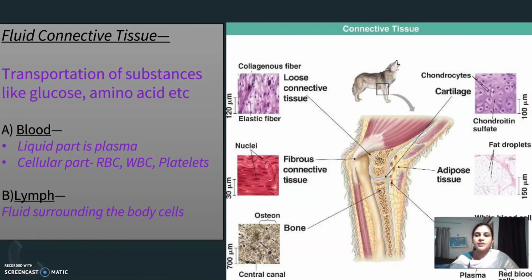Okay, so the next two types, that is the nervous tissue and the muscular tissue, will be discussed in the next video. Okay, so we will discuss this again in the class.